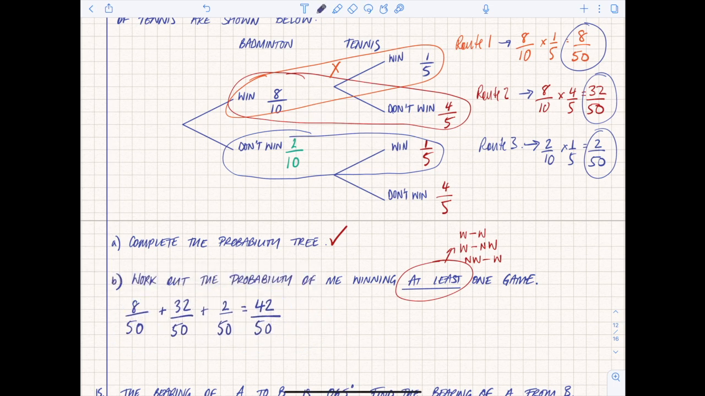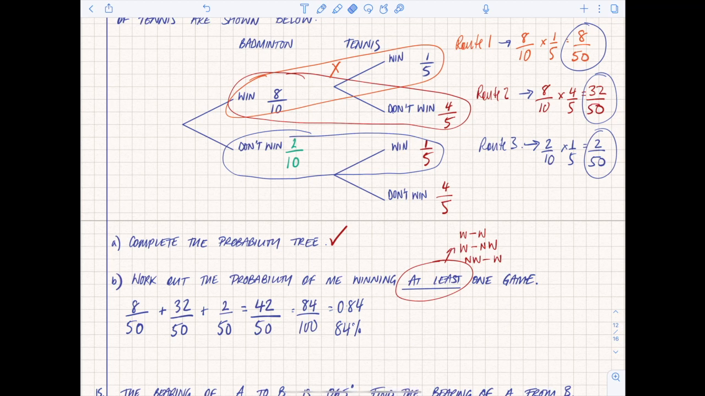If you wanted to put that as a decimal, you would double it. So that becomes 84 over 100, which is 0.84. Or you could put it as 84%, depending on what the question's asking you to do. But leaving it as a fraction, 42 over 50, is fine as well.